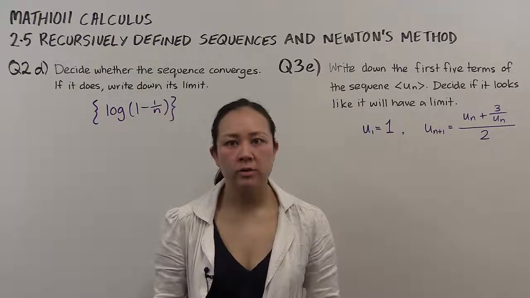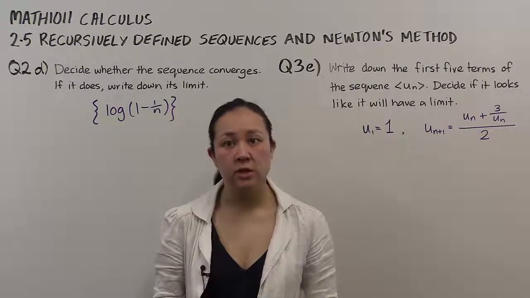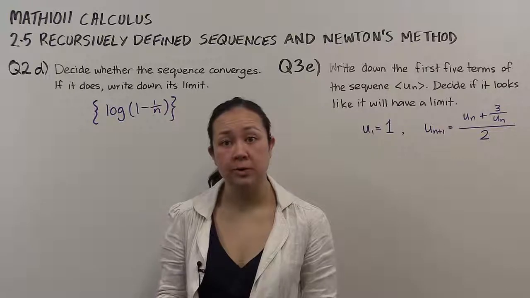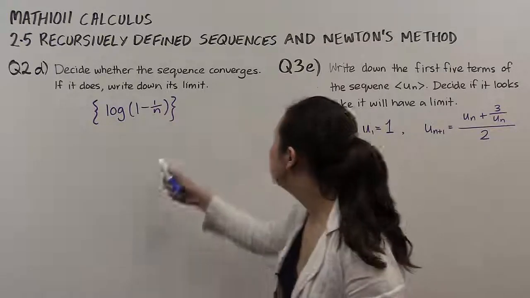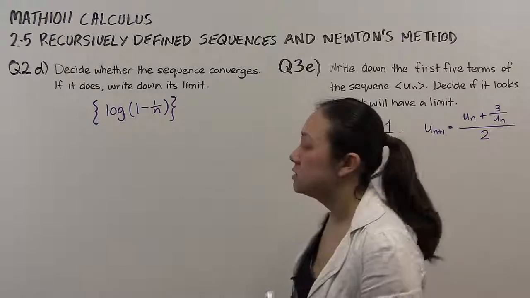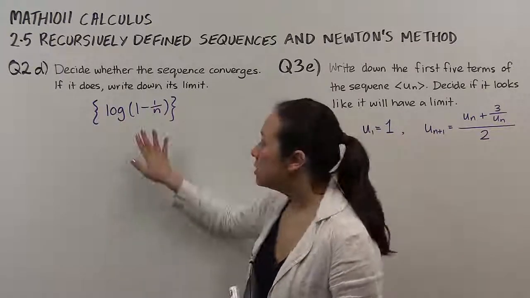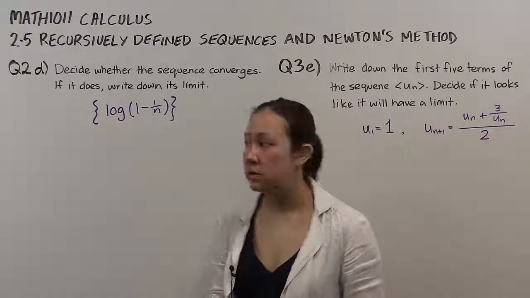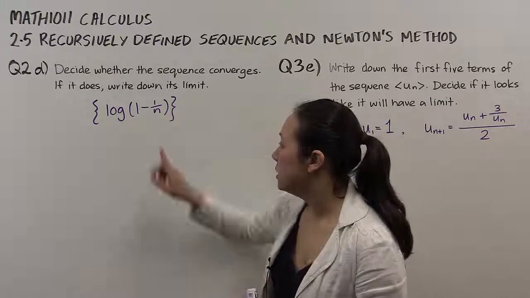Today I'm working through some of the MATH1011 calculus questions from the section on recursively defined sequences and Newton's method. So I've chosen question 2D and question 3E. Question 3 gives us some recursively defined sequences. Question 2 gives us some sequences that are actually explicitly defined. So we'll start with this one here.